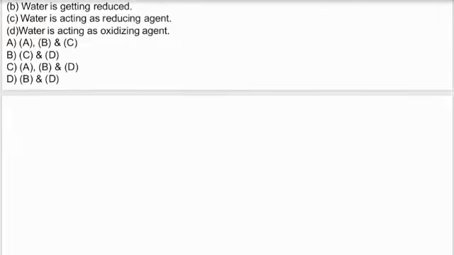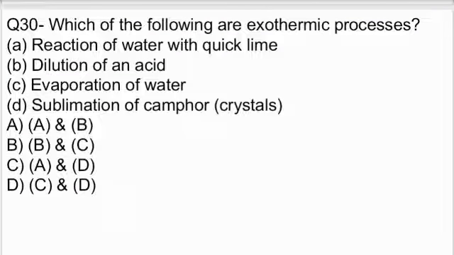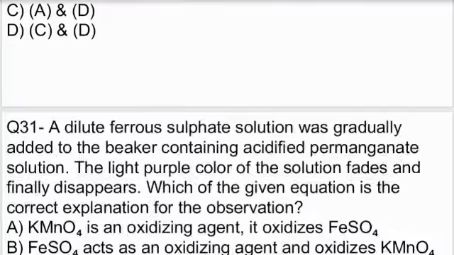Let's go for the next question. Which of the following are exothermic processes? The statements are A. Reaction of water with quicklime. B. Dilution of an acid. C. Evaporation of water. And D. Sublimation of camphor, that is camphor crystals. The options are A and B, B and C, A and D, and the D option is C and D. The correct option is A and B.